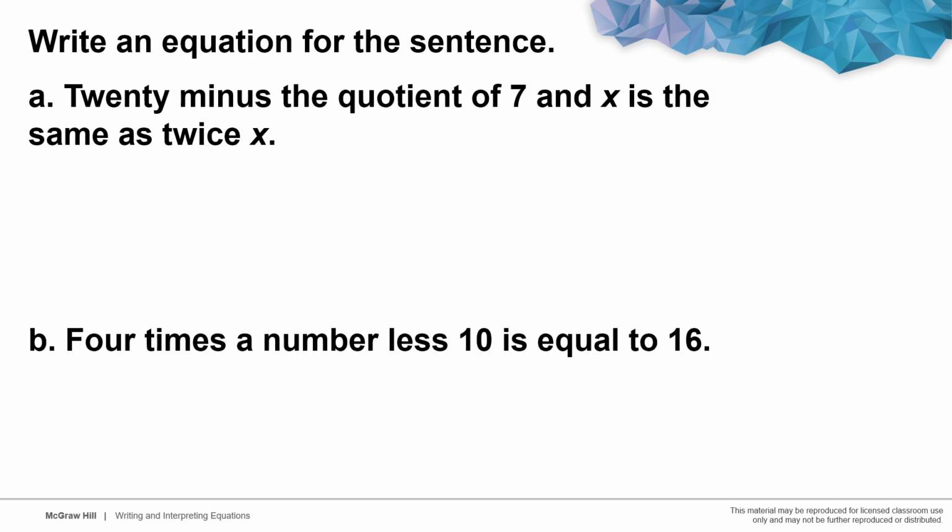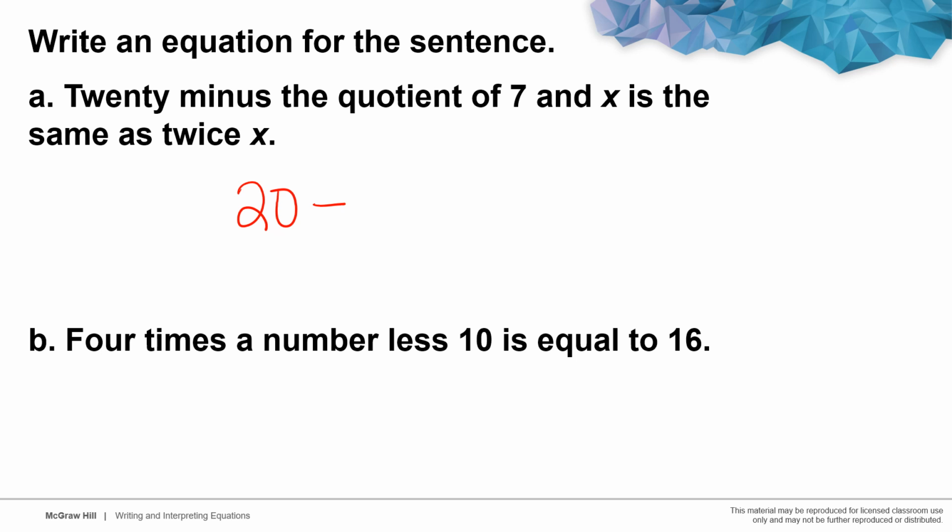Okay. So whenever we're writing these, we're going to write from left to right. I just go through the sentence and write down as we read. So the first one says 20 minus. So if I see 20, I'm going to write a 20. What does minus mean? Subtracting. So we're going to write a subtraction. So 20 minus.